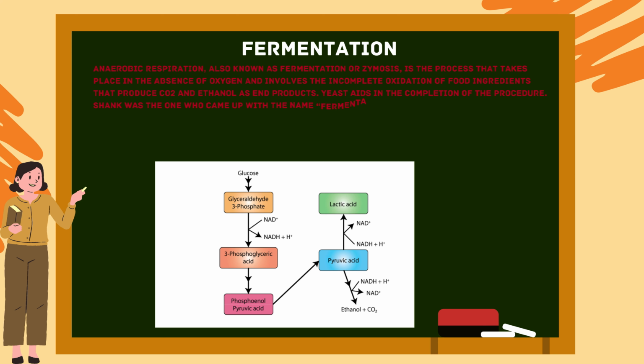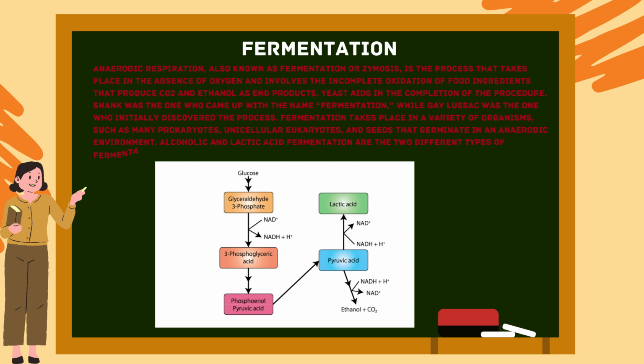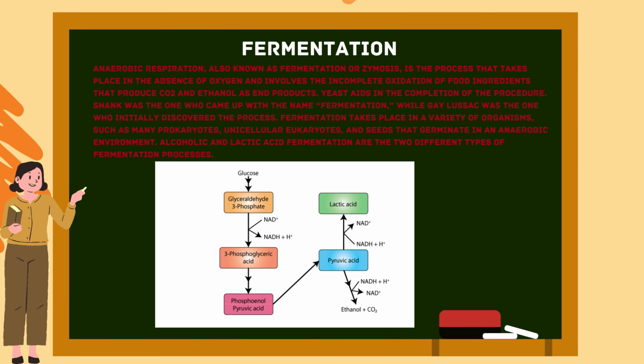Schank was the one who came up with the name fermentation, while Gay-Lussac was the one who initially discovered the process. Fermentation takes place in a variety of organisms, such as many prokaryotes, unicellular eukaryotes, and seeds that germinate in an anaerobic environment. Alcoholic and lactic acid fermentation are the two different types of fermentation processes.